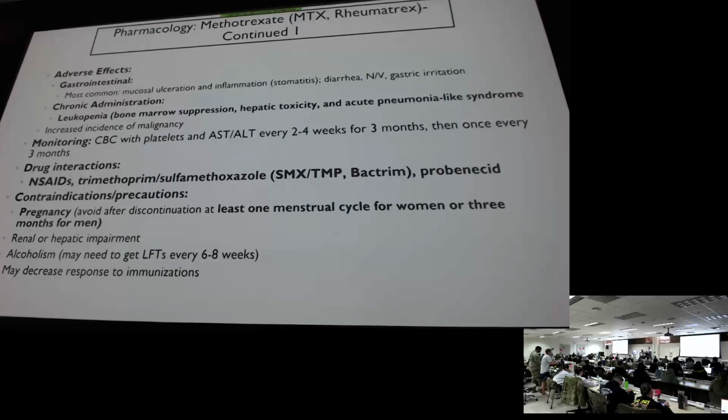If it's taken with the Bactrim, it's going to increase the chance of methotrexate toxicity, those adverse effects, mainly being GI. And then if you have any kind of renal issues, it's contraindicated.